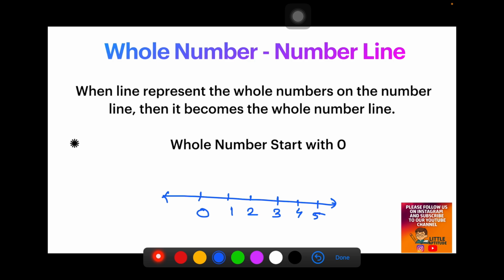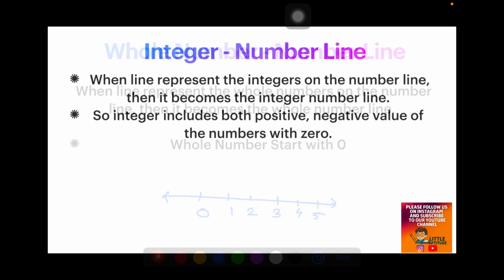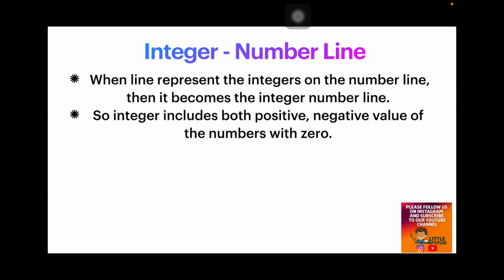Actually natural number line and whole number line are not separate concepts, but just for your understanding I have added these. Next is integer number line. When a line represents integers on the number line, it becomes integer number line. It's very simple, but an important point that you should know and keep in your mind is that integers include both positive and negative values including 0. So when we draw these points with positive and negative numbers along with 0, then it becomes the integer number line.